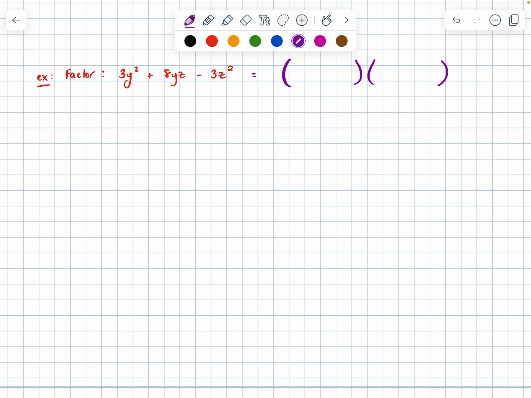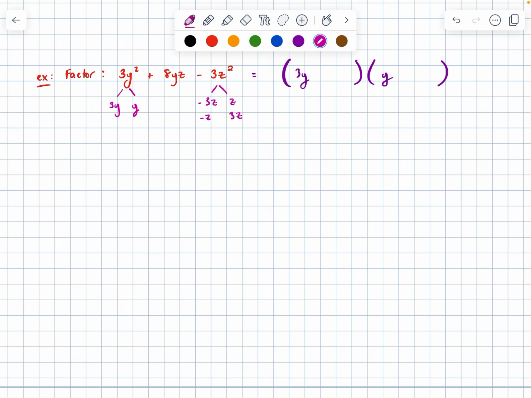Five, four, three, two, one. Let's do it. 3y squared. Well, the only way that I could get to 3y squared, it needs to be a 3 times a 1 and a y times a y. So at the front, I know it's going to need to be a 3y and a y. At the back, I have negative 3z squared. If it's negative, one of these needs to be positive, one of these needs to be negative. My only options, it could be negative 3z and positive z, or negative z and positive 3z if I flip my signs. Well, let me try one of them and see what happens.